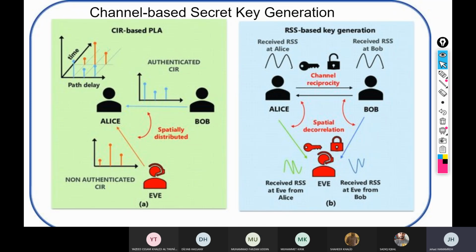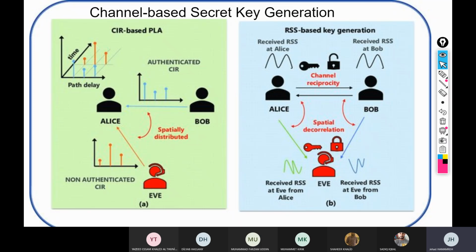You can generate keys at kilobits per second. Of course, the randomness in the channel is limited, so you cannot generate a huge number of bits, because the channel usually is not so random. It doesn't provide you with enough random bits that you can really use for securing your system in a very robust and strong manner. So this is the basic idea of key generation.